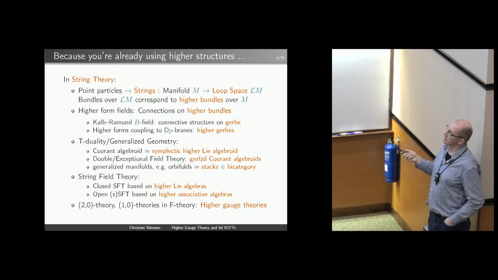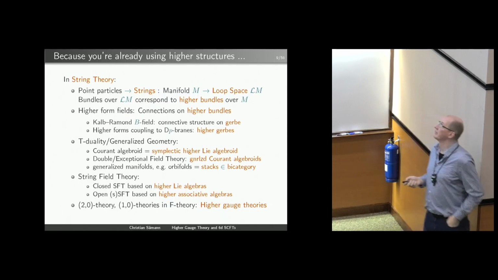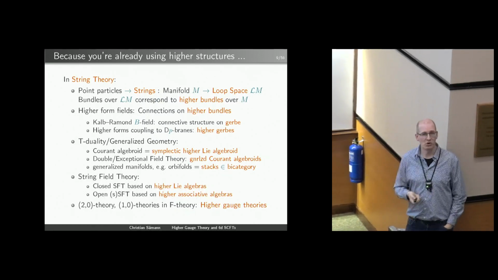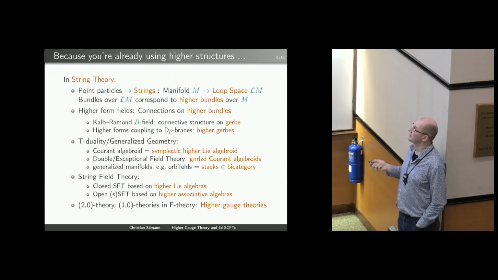T-duality, next point, also generalized geometry if you're a mathematician. Behind T-duality and in particular generalized geometry are these Courant algebroids. That's a nice way of describing the infinitesimal symmetries behind that. And Courant algebroids are nothing but symplectic higher Lie algebroids, so we have higher structures there. Double exceptional field theories, if you look at the corresponding structure behind them, you get a slight generalization of Courant algebroids, so also higher symplectic generalizations of Lie algebroids.